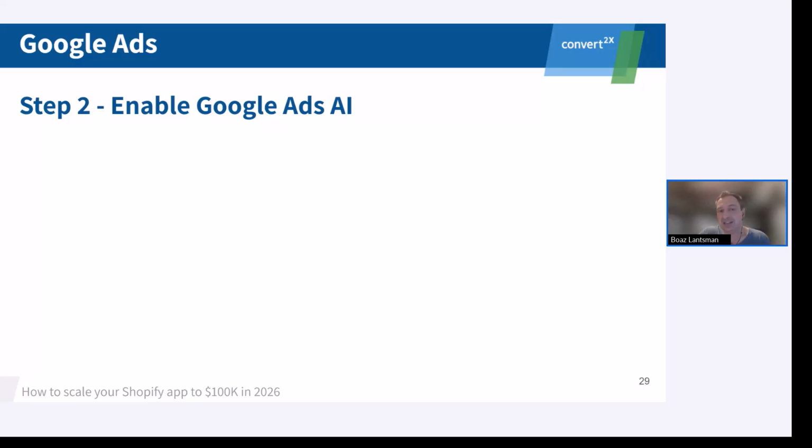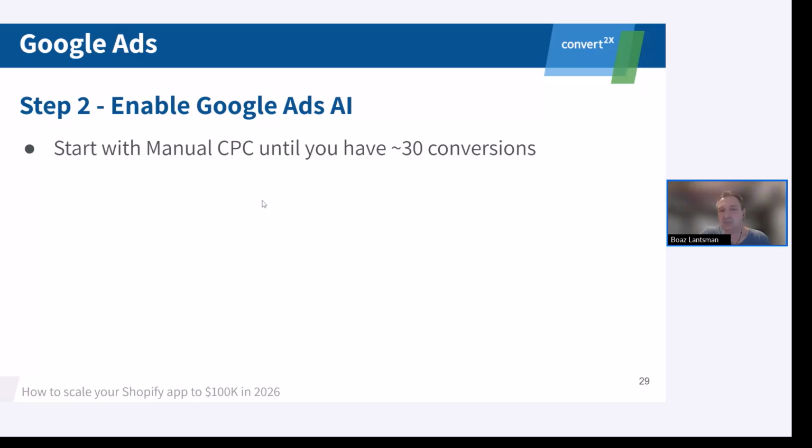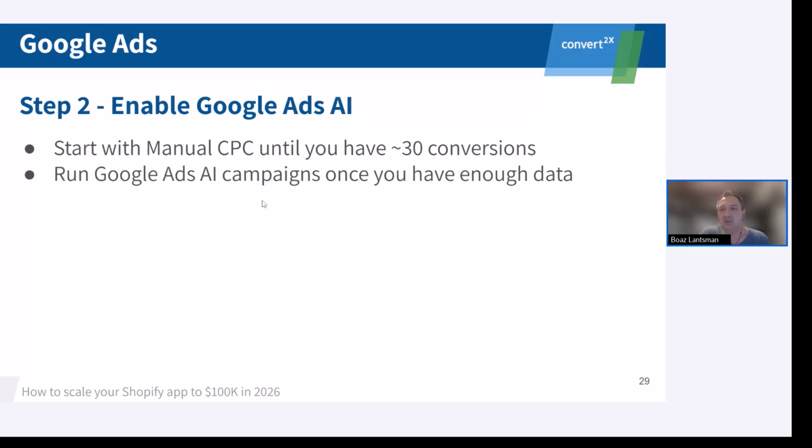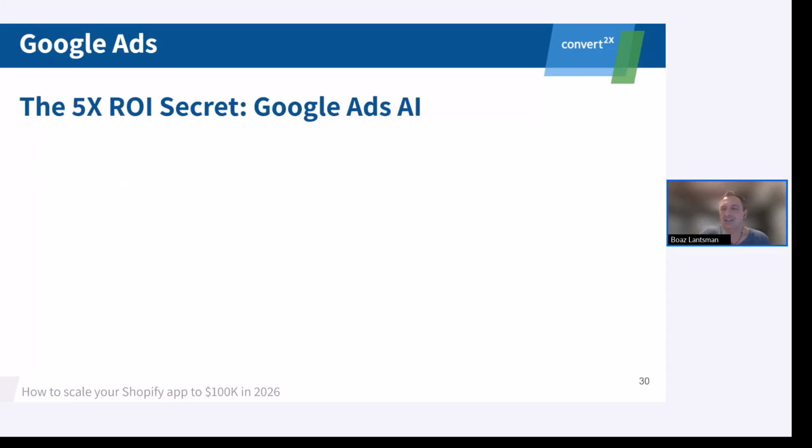And then the second step is to enable Google Ads AI. So you start with manual CPC until you have about 30 conversions. Then, when you have enough data, when you have enough conversions, you can start running Google Ads AI. And Google Ads AI is the huge ROI secret of doing Google Ads.